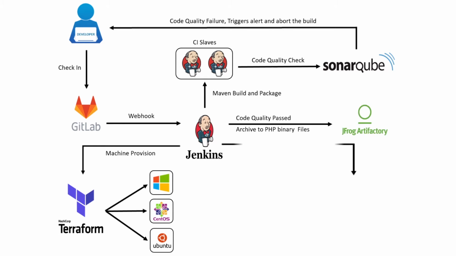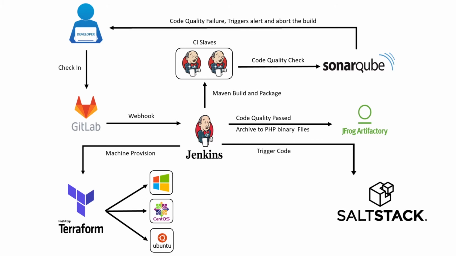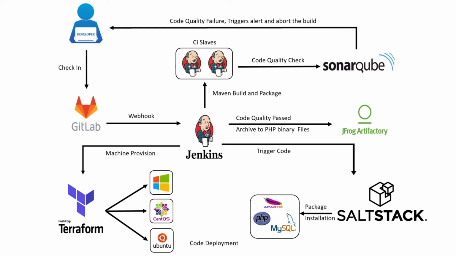Once the code meets the quality standards, the archived PHP application package will be pushed to the JFrog Artifactory repository. In the final stage, Jenkins will execute the SaltStack state in all the minions, which will perform the below tasks on the target minions. Download and install PHP; download, install, and configure Apache; download, install, and configure MySQL Server. Then it will pull the PHP package from JFrog, unzip the package, and start the Apache server. Finally, the PHP application will be deployed on all 3 servers.